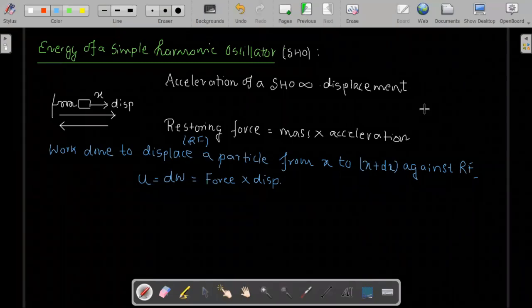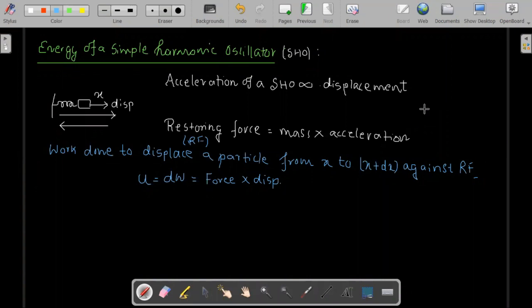In today's class, we are going to find out the energy of a simple harmonic oscillator. The final result that we are actually looking for is that the energy of the oscillator is directly proportional to the amplitude square.